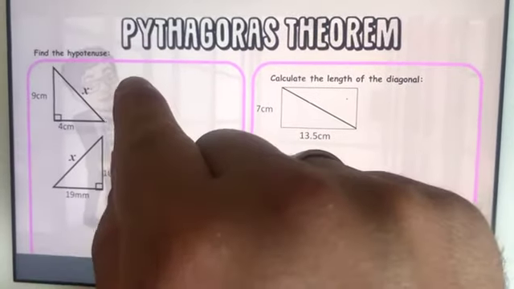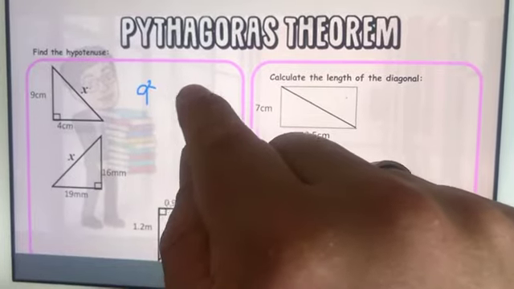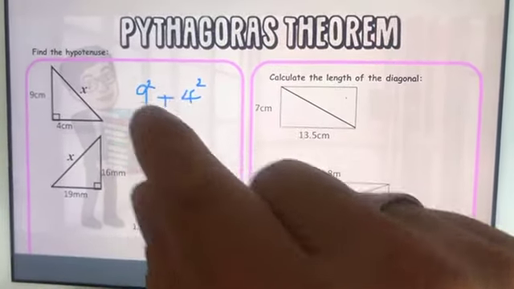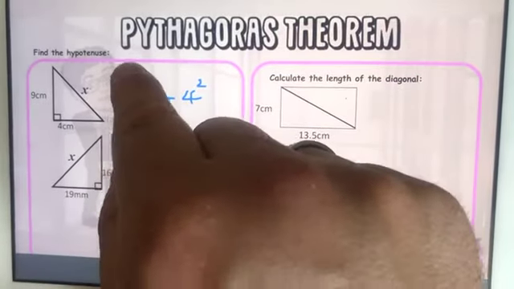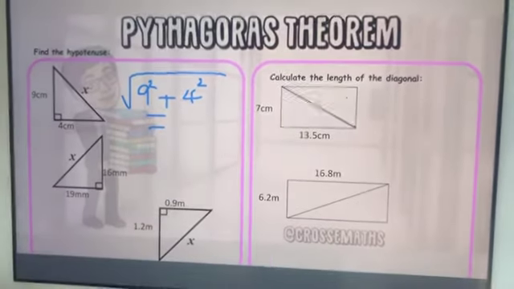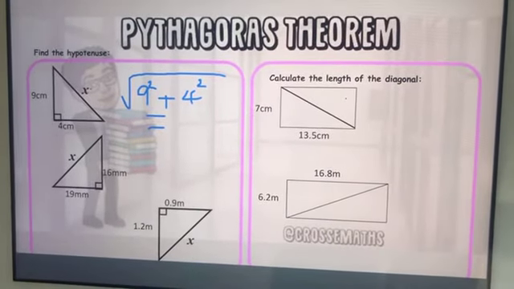Step 1 was squaring both, so I got 9 squared and 4 squared, okay? Step 2 was add them together. And then step 3 was square root. And what that does is it means it puts it all in one sum for you. So when you put it in your calculator, you don't have to do multiple steps. You can just do it all in one step. And that makes it much simpler and much easier, okay?